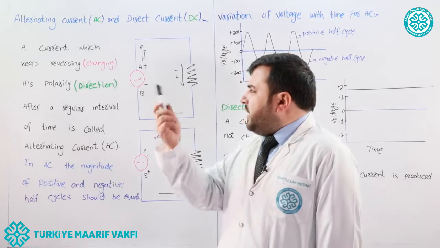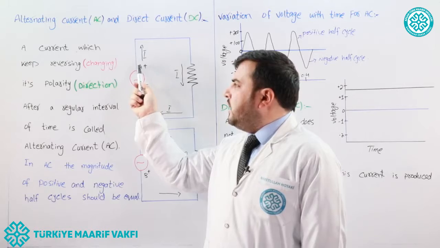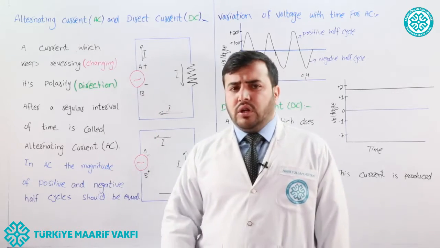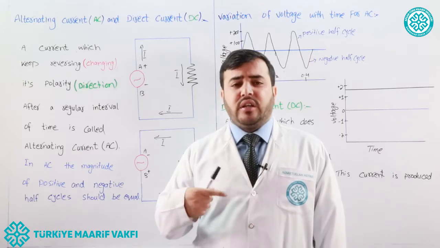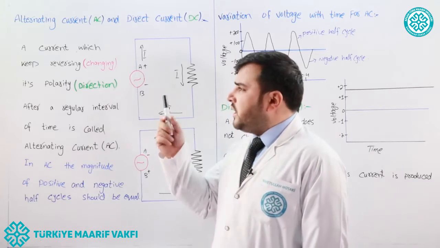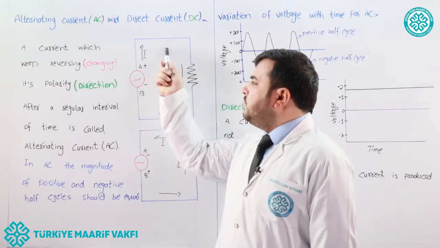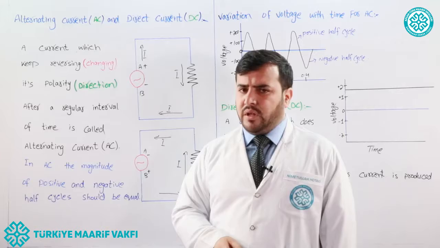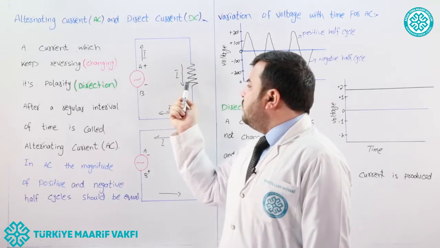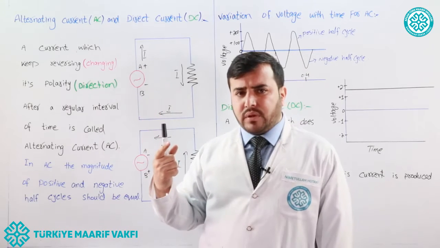Now look here, the positive terminal of this AC source is represented by A and the negative terminal is represented by B. We have discussed that in calculations or in theoretical studies we take conventional current, that current which flows from positive to negative terminal of the battery. Now look, this current will flow from point A through the resistor and then to point B.